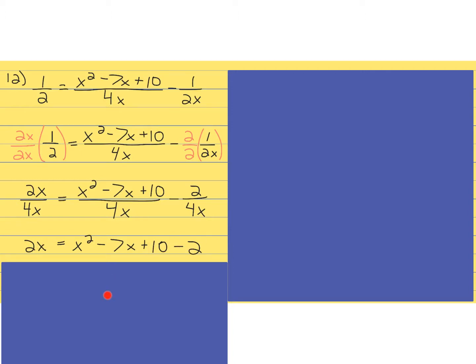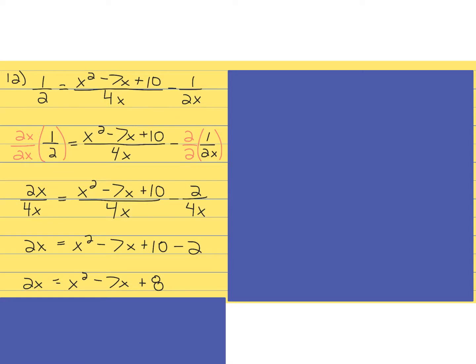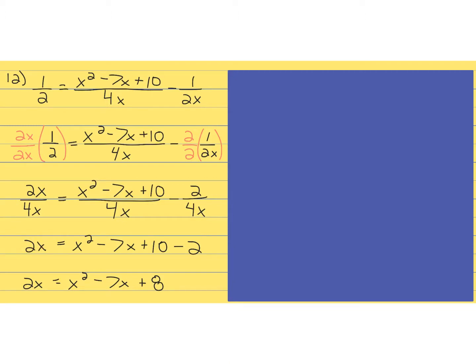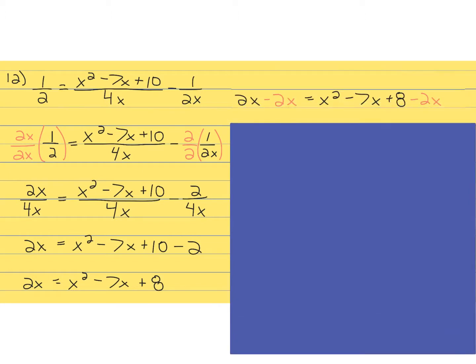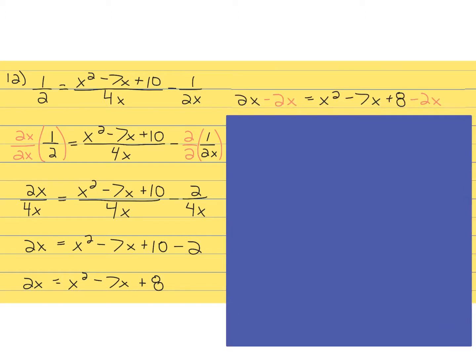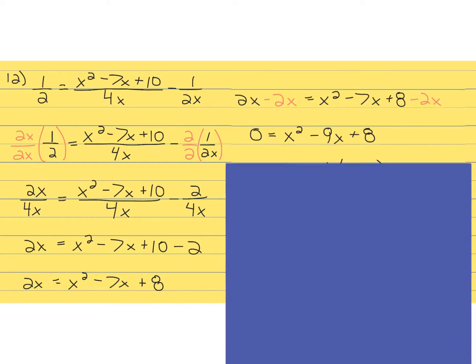We can combine these like terms first. And then what do we need to do? We need to get this to the other side. So we subtract 2x from both sides. Okay. And then we get a 0 there.